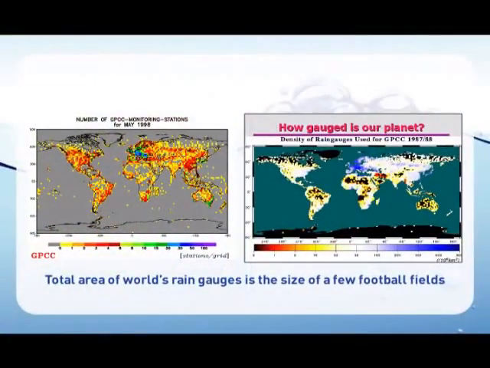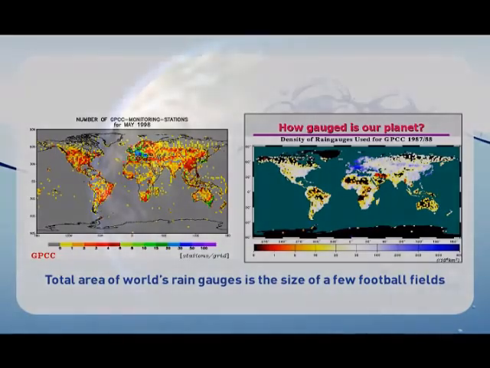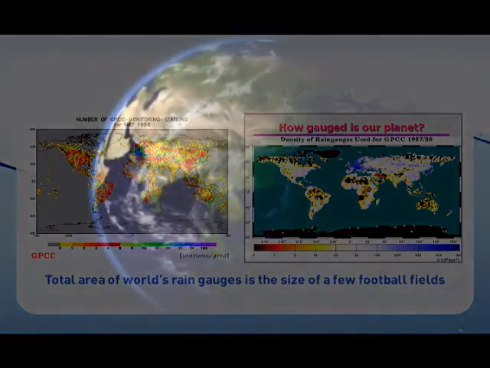The total area of all the world's ground-based gauges for rainfall is said to be the size of a few football fields. This is grossly inadequate given how vastly large the world is. Nations are also losing their ground-based networks at an alarming rate.